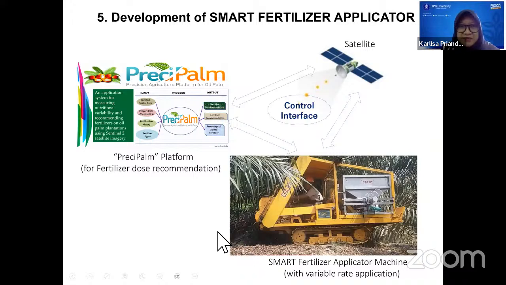Then we also tried to develop a smart fertilizer applicator machine, as you can see in this picture. It is already combined with the platform we call Precipump for fertilizer dose recommendation, and also with the machine, and it is using satellite information control.